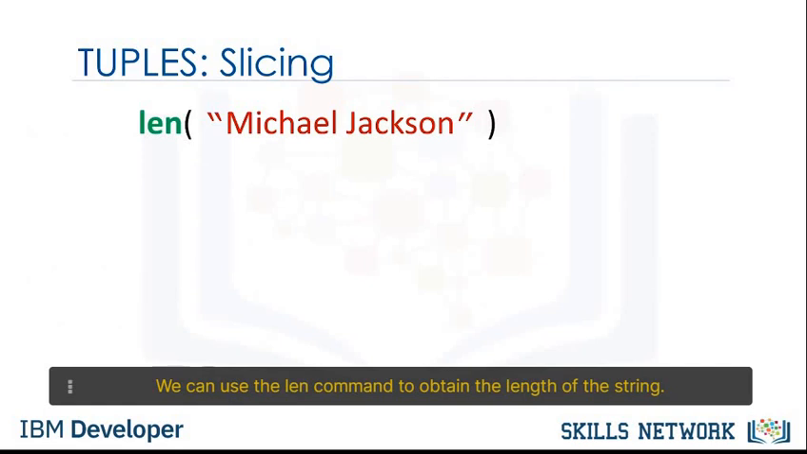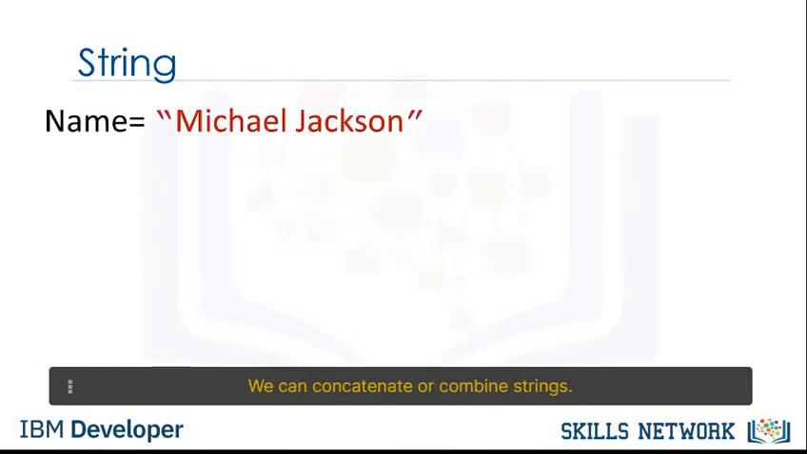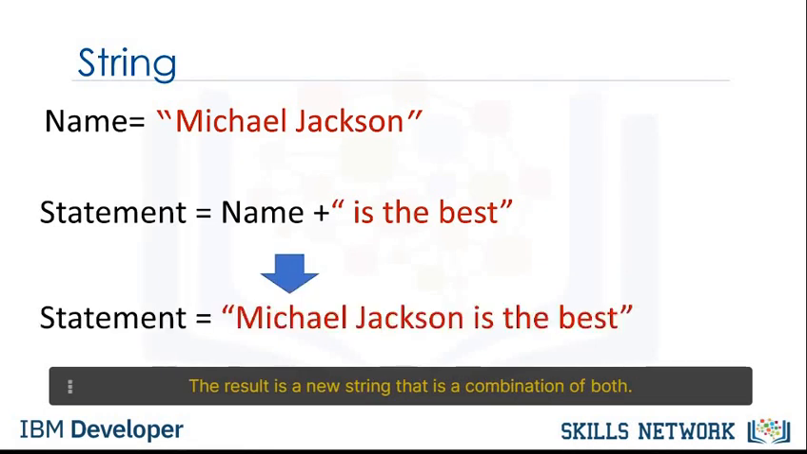We can use the len command to obtain the length of the string. As there are 15 elements, the result is 15. We can concatenate or combine strings. We use the addition symbol. The result is a new string that is a combination of both.